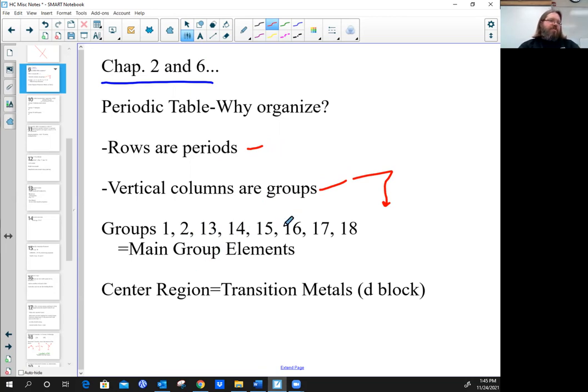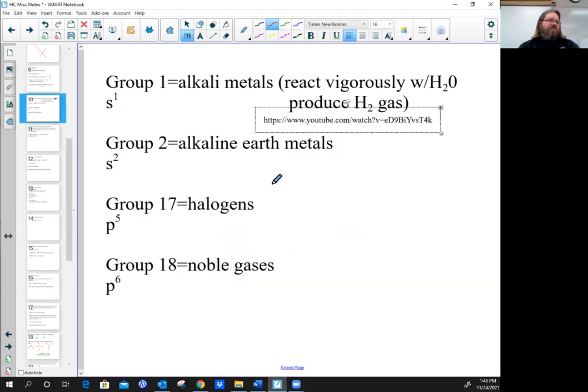So groups 1, 2, 13, 14, 15, 16, 17, and 18 are the main group elements, and that center region that's kind of dropped down is called the transition metals. One of the things we talked about was special names for different groups: 1, 2, 17, and 18.